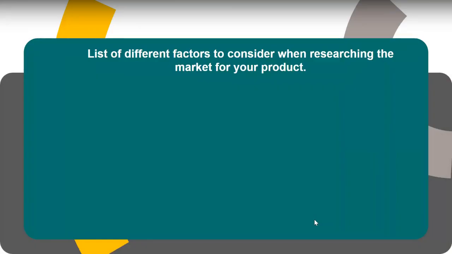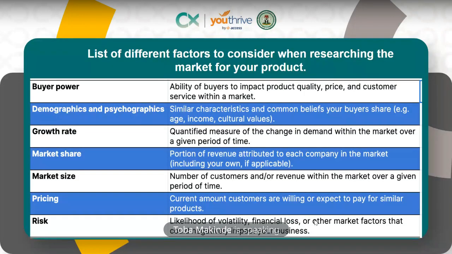All right. So here is a list of different factors to consider when researching the market for your product, right? And I'd like you guys, when you get the materials, to focus on this as well. The buying power of your customers, which is the ability of buyers to impact product quality, price, and customer service within a market. Demography and psychography. We call it similar characteristics or common beliefs your buyers share in terms of their age, income, cultural values, and things like that. You have to really analyze these things.